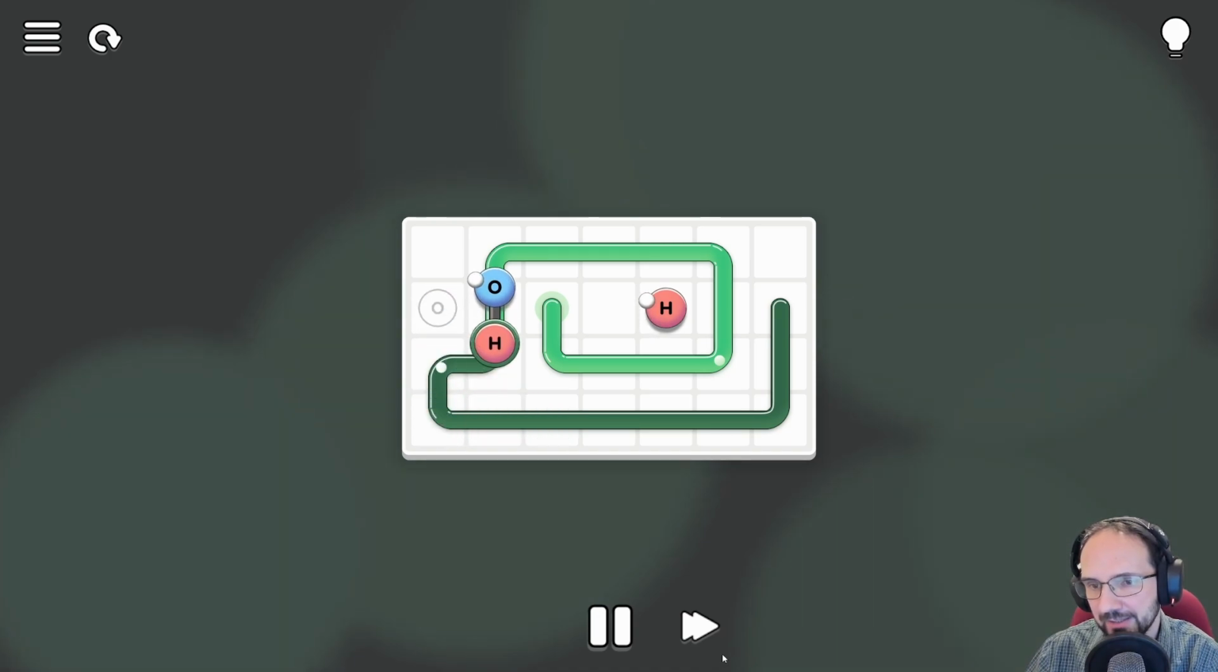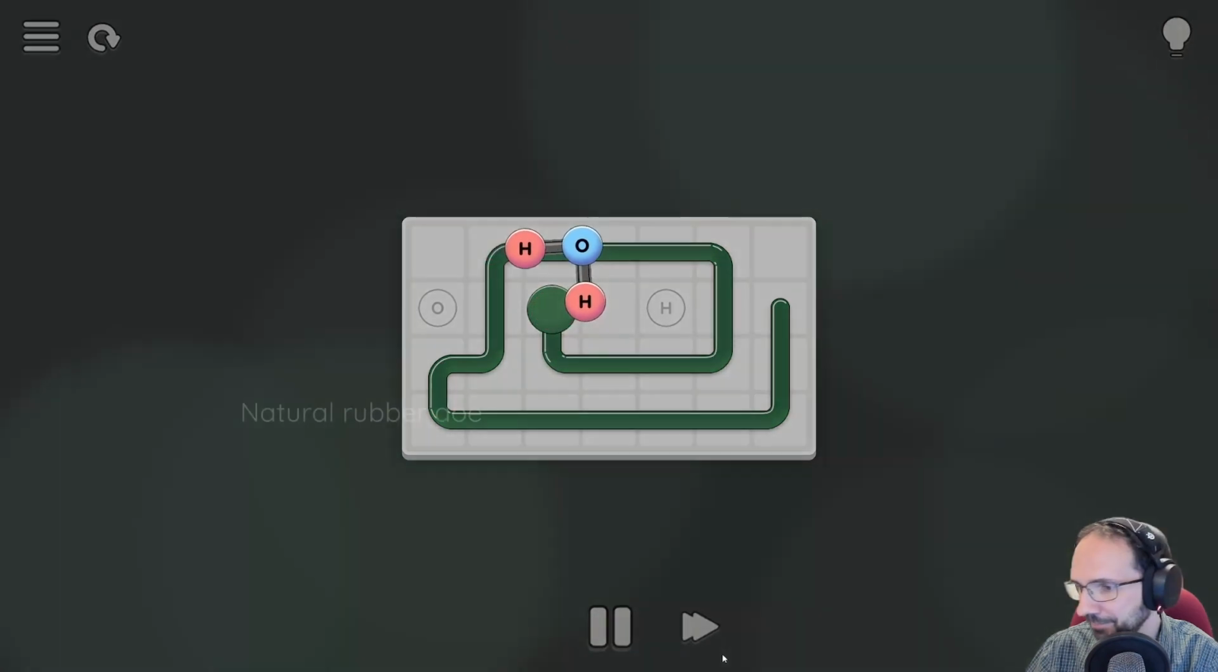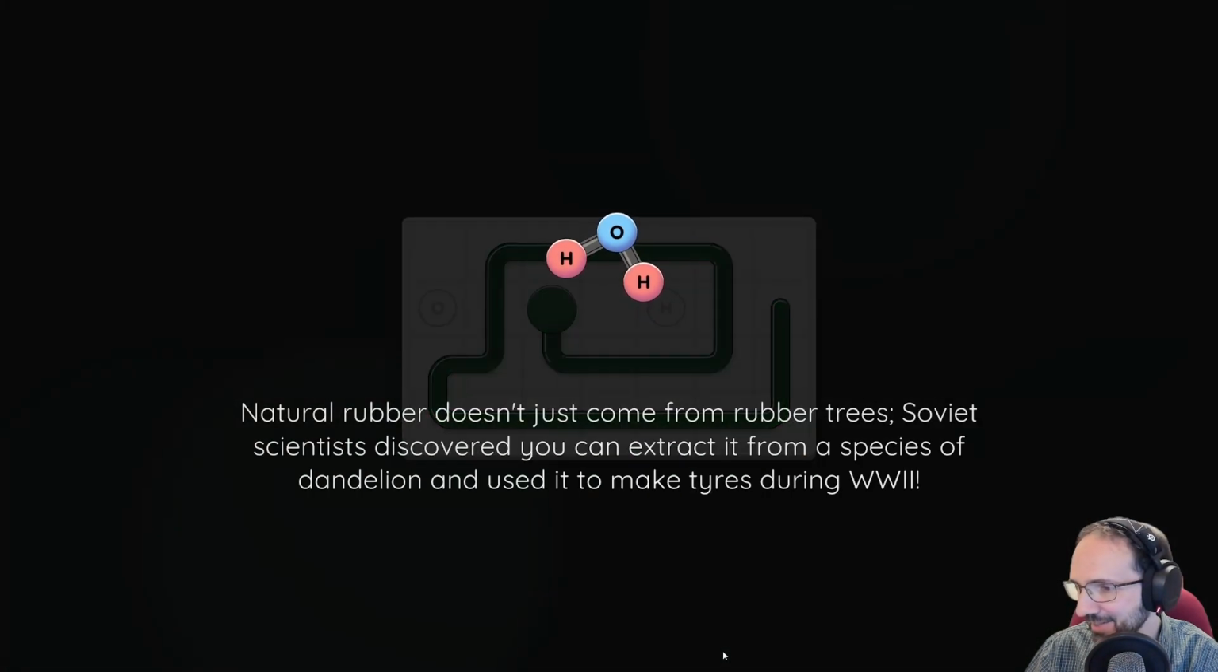Yeah, last time we were controlling the thing that was being bonded to. This time we're not. Okay. Connect with an atom indirectly.